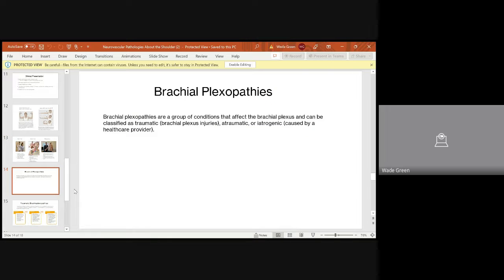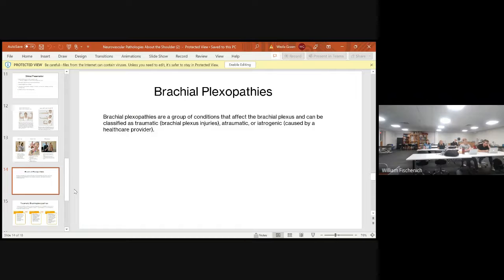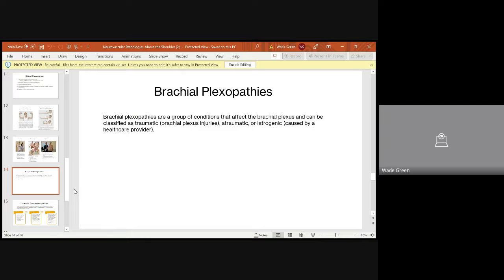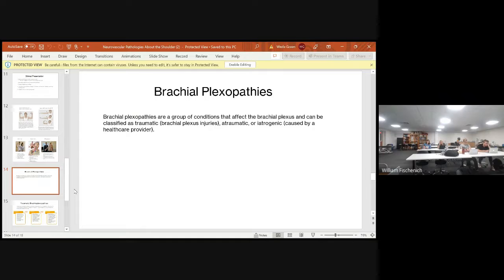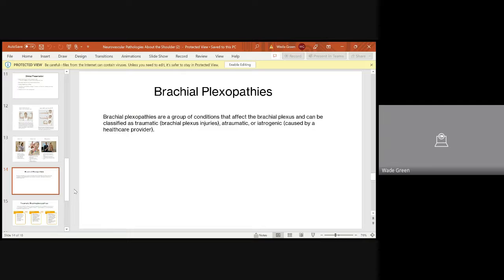All right, friends. Last set of pathologies, only like 4 more slides. Brachial plexopathies. We still doing okay? And you guys can see the slides without a problem? Perfect, awesome. So these are our brachial plexopathies. These are going to be our traumatic injuries, but we also have a subset that we're going to learn about that is atraumatic.